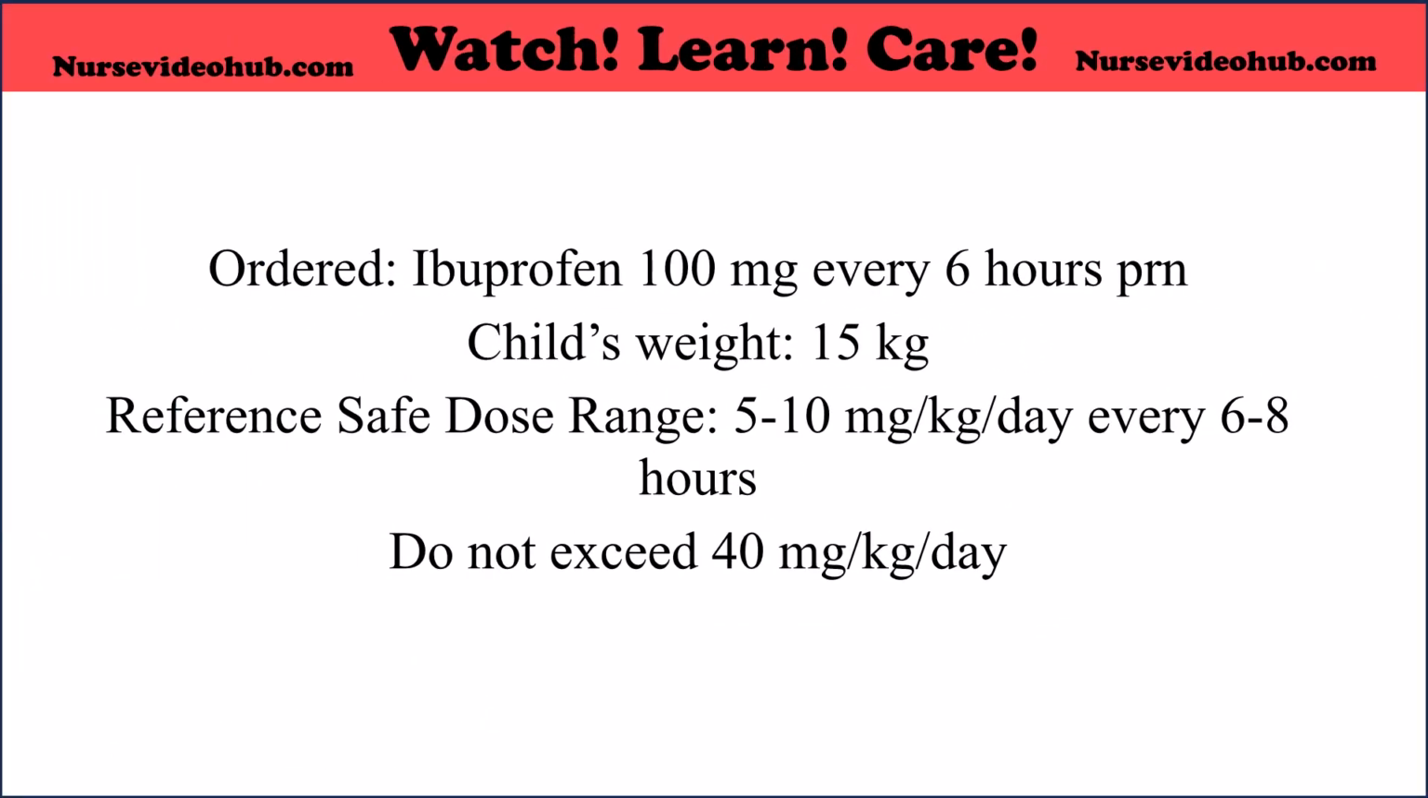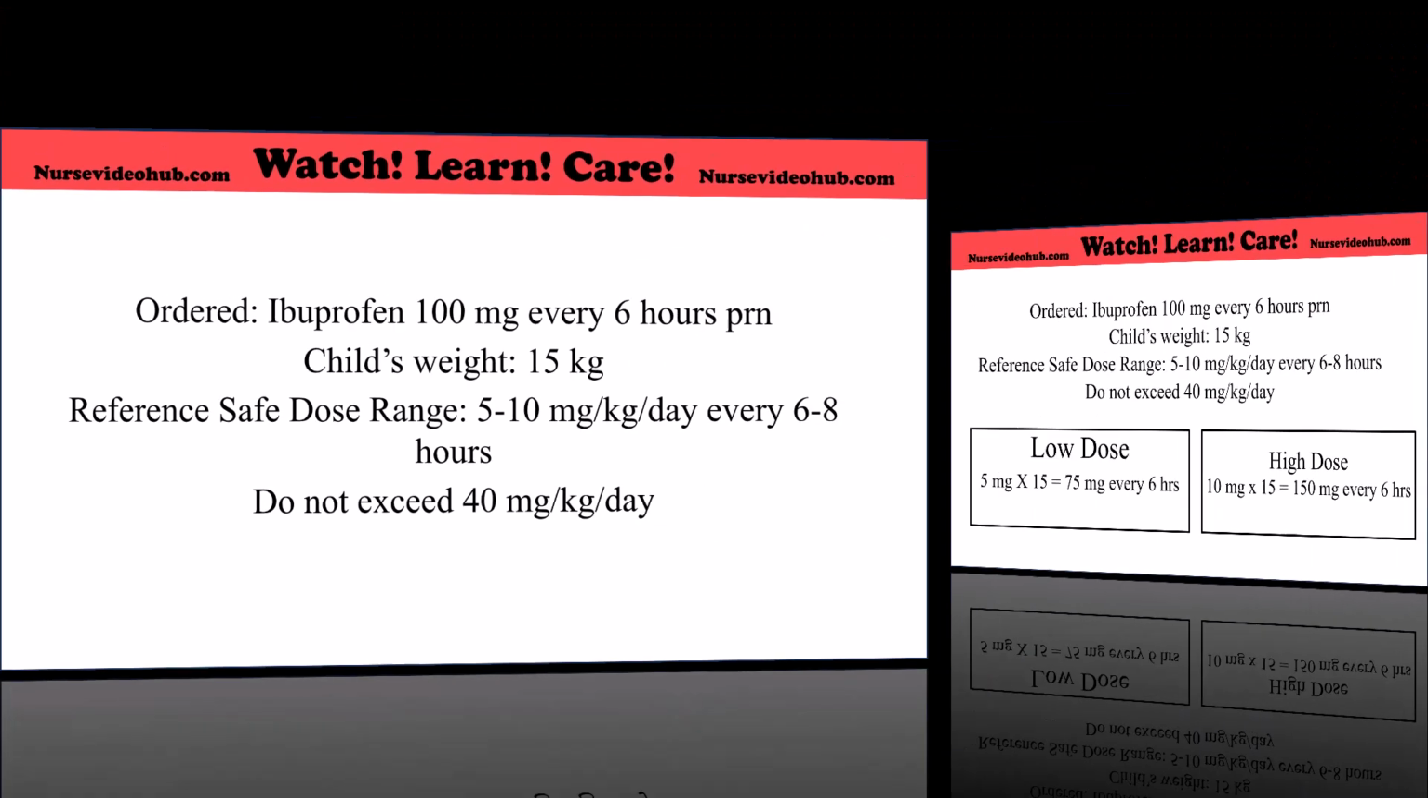Let's look at another example. The order reads ibuprofen 100 milligrams every 6 hours, PRN. The child's weight is 15 kilograms. The reference safe dose range is 5 to 10 milligrams per kilogram per day, every 6 to 8 hours. Do not exceed 40 milligrams per kilogram per day. You don't have to calculate the dose to administer based on weight. That is already done for you. But you must determine if the dosage of 100 milligrams every 6 hours falls within the safe dosage range.